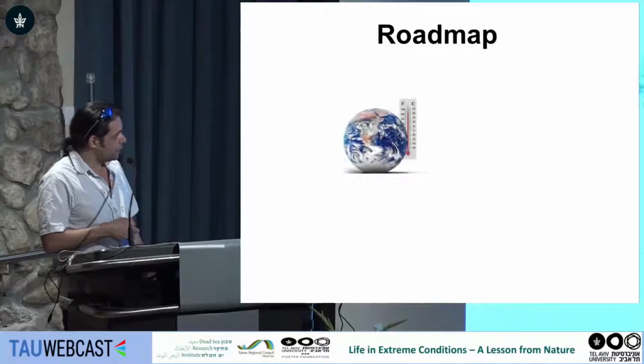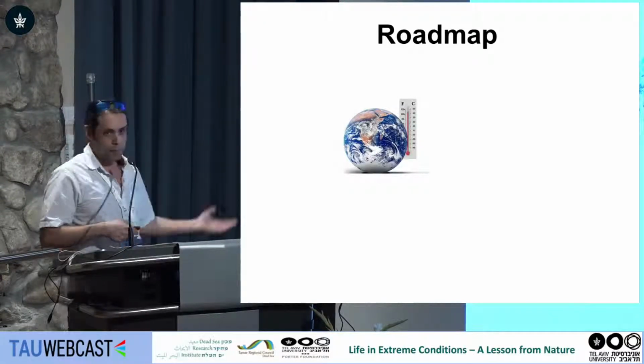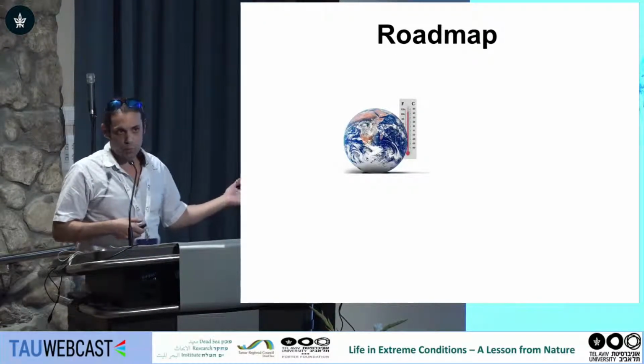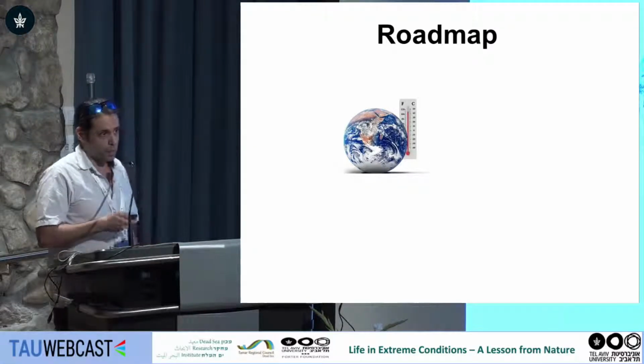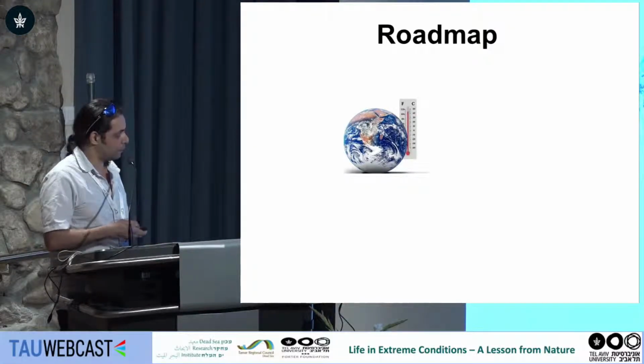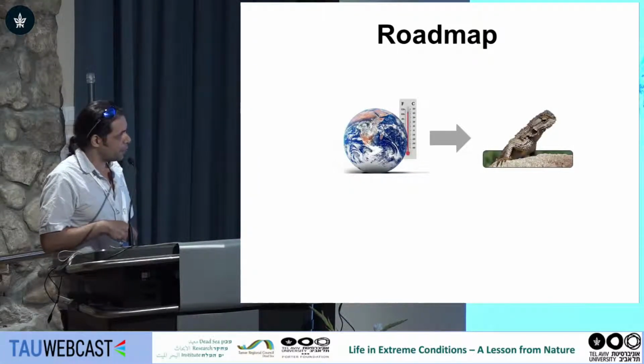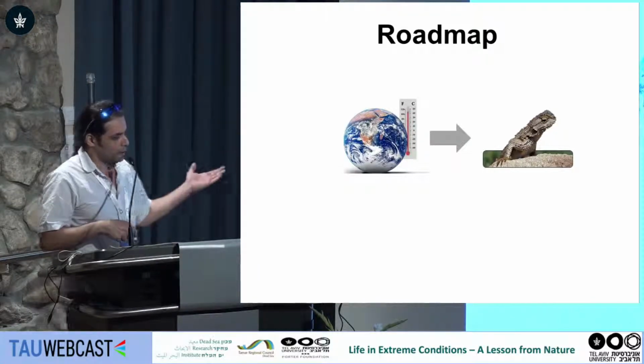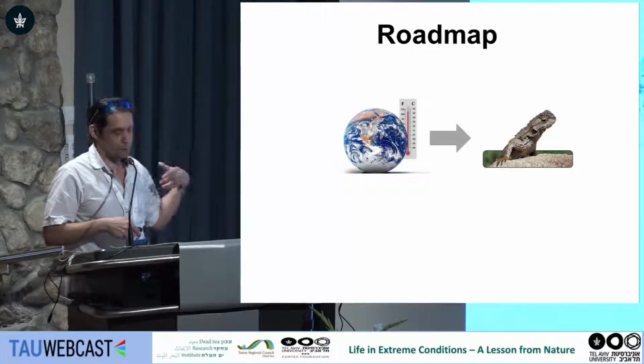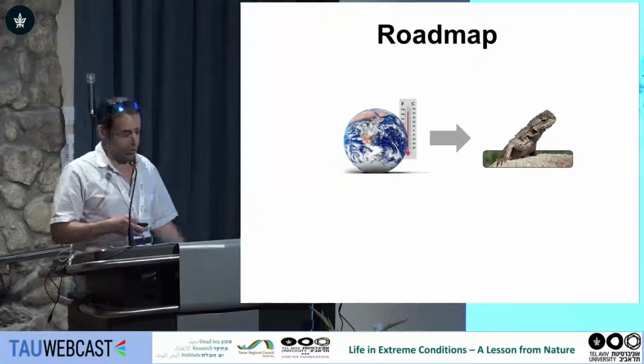So the first thing I want to talk to you about is the environmental data. How complicated we want the environmental data to be when we try to predict the impacts of climate change on animals. And also I want to show you some experiments and how complicated we can get the models of animals to be, if we want to really understand what's going to happen in the future.